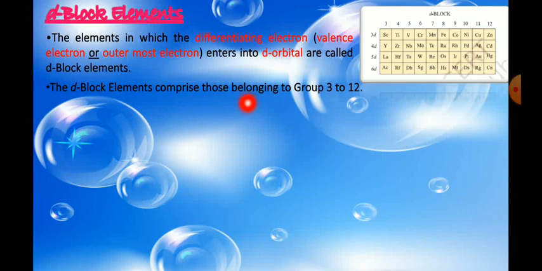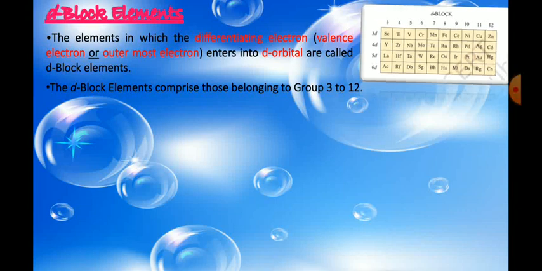So these points we'll study later. These 5 d orbitals can accommodate a maximum of 10 electrons. Therefore we see 10 groups in the periodic table. Group number 3 to 12, how many groups is that in total? 10 groups belong to d block elements. Even d block elements are defined like this: the elements in which the d orbitals are being progressively filled. About that we'll study later.